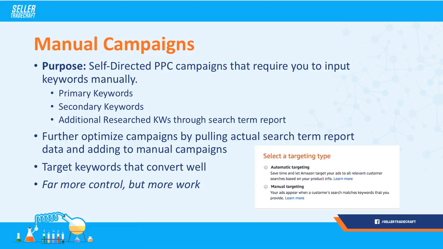Let's say you find that yoga ball converts incredibly well. You pull that in through your auto campaign. Even though that should be obvious, let's just say you pull that in. Now, on a manual campaign, you can bid specifically for yoga ball and adjust your bid so that you can continually land on the first page of the search results. The higher your bid is, the more likely you are to be bidding for the first page.